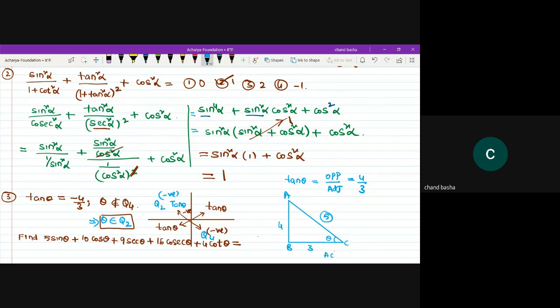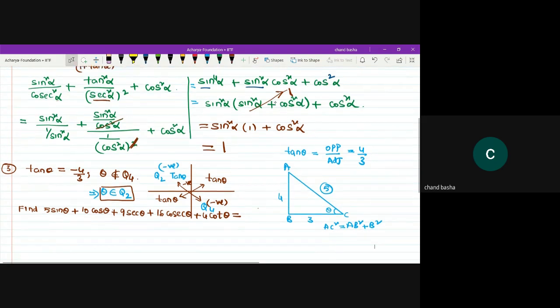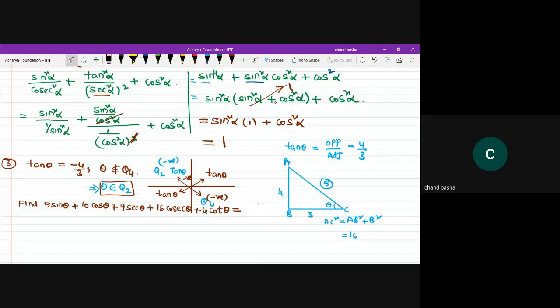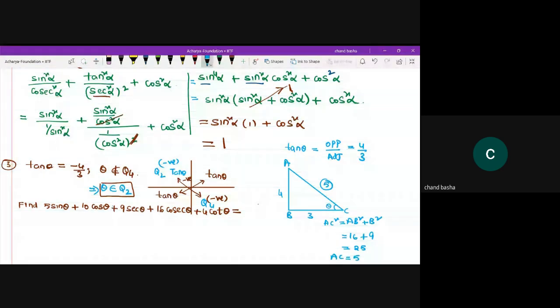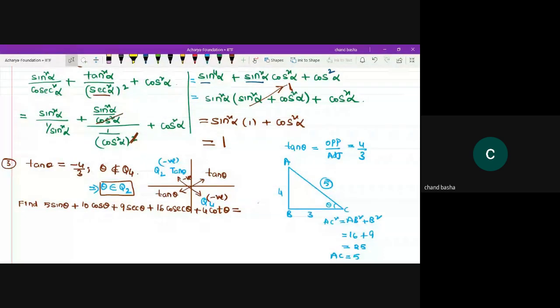How? AC square is equal to AB square plus BC square, which is 9 plus 16, equal to 25. AC is equal to the square root of 25, that is 5. Now the lengths of all 3 sides are given, so I can define all the values.